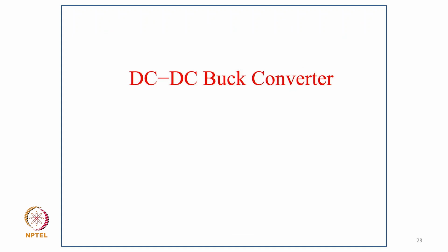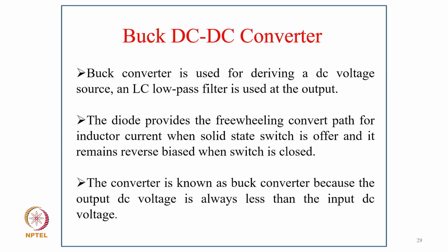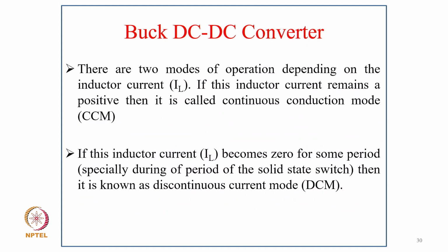So now coming to the DC-DC buck converter for analysis. The buck converter is used for driving from a DC voltage source, and an LC low pass filter is used at the output. The diode provides the freewheeling path for the inductor current when the solid state switch is off, and it remains reverse biased when the switch is closed. The converter is known as a buck converter because the output DC voltage is always less than the input DC voltage.